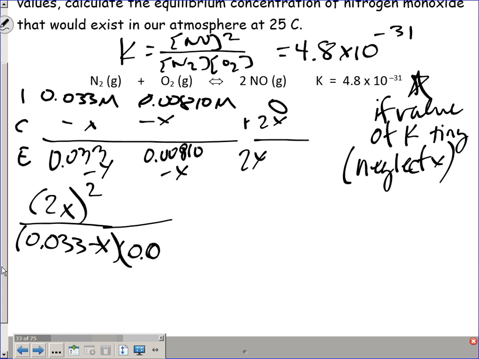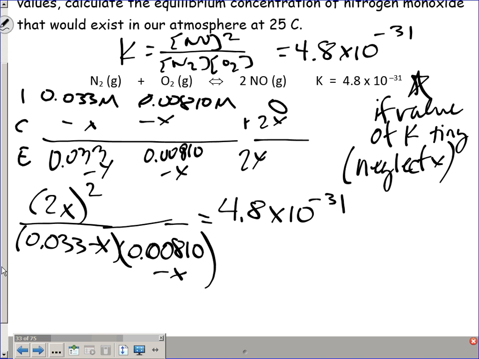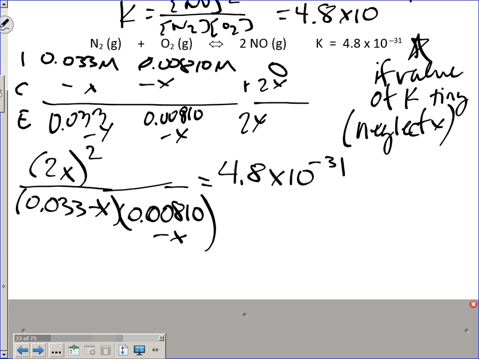If it were the same value, we could square root the whole thing, and we'd be in a good place. But we got different values for the reactants, and then we have it equal to 4.8 times 10 to the negative 31st. Mathematically, what would you have to do to solve for x here? It's a quadratic equation, people.